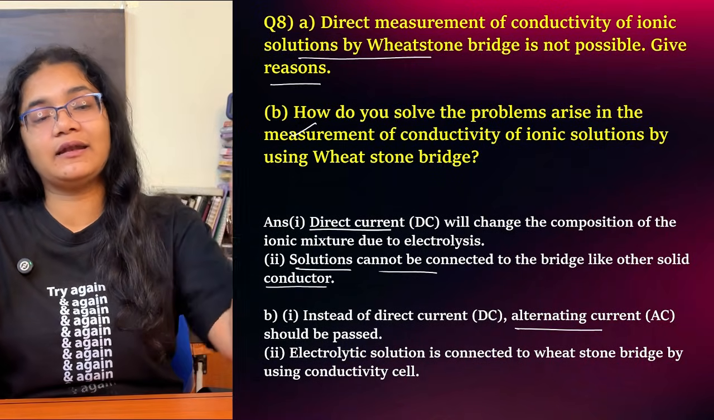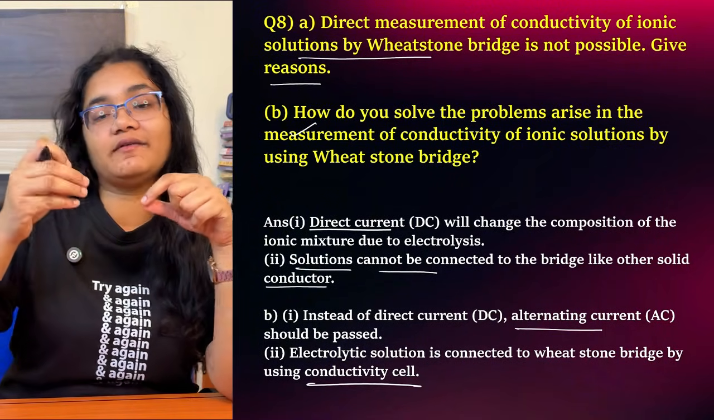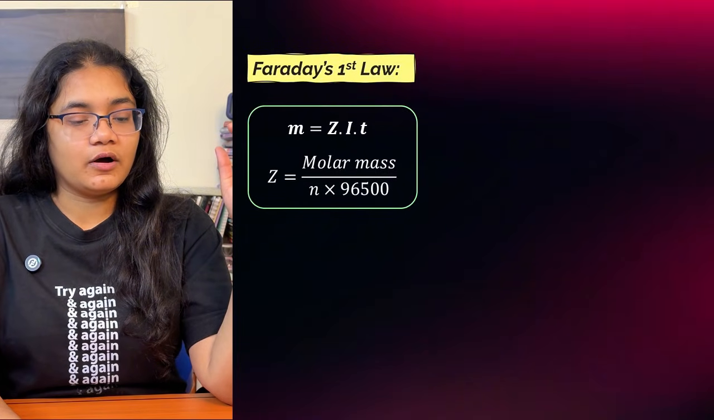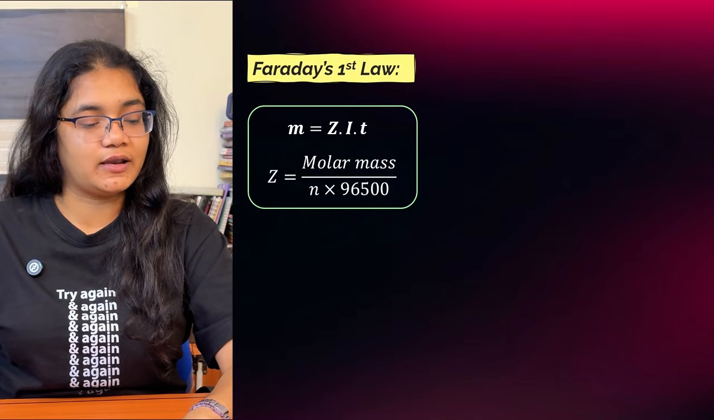What we do is we can take this solution in a special type of cell called a conductivity cell, and these conductivity cells can be connected in the Wheatstone bridge. Now there are some important formulas that I want all of you to remember so that you can solve the numericals from this question.